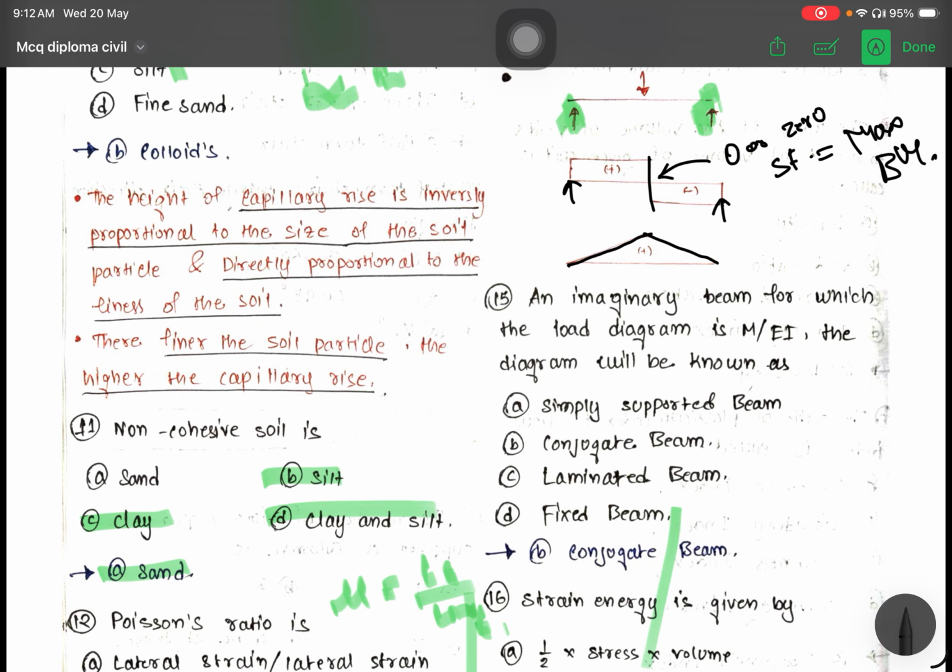The point of contraflexure occurs in case of overhanging beam only, due to change in bending moment signs. Point of contraflexure is the point where this kind of bending moment diagram occurs. Because of this, the point is called point of contraflexure (POC). This bending moment diagram is negative, positive, negative, where bending moment changes sign. In that point, contraflexure will occur.